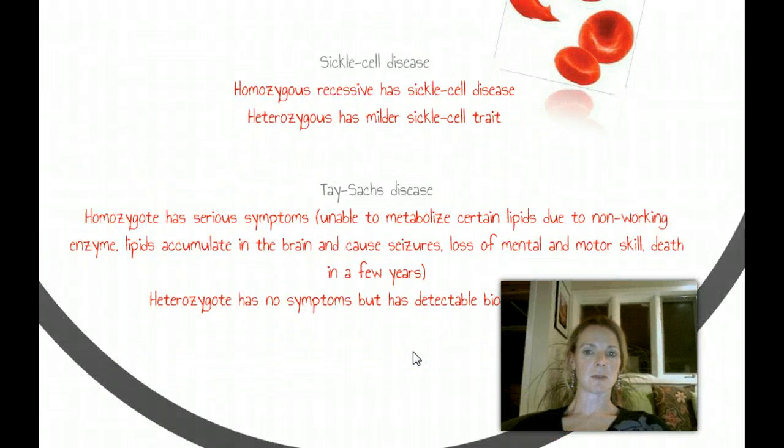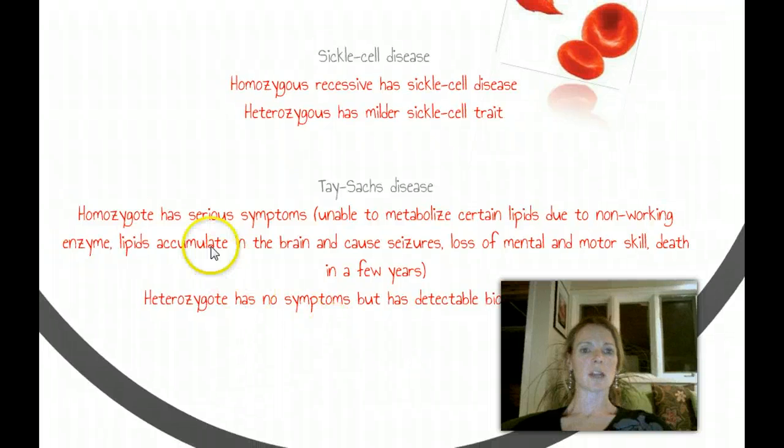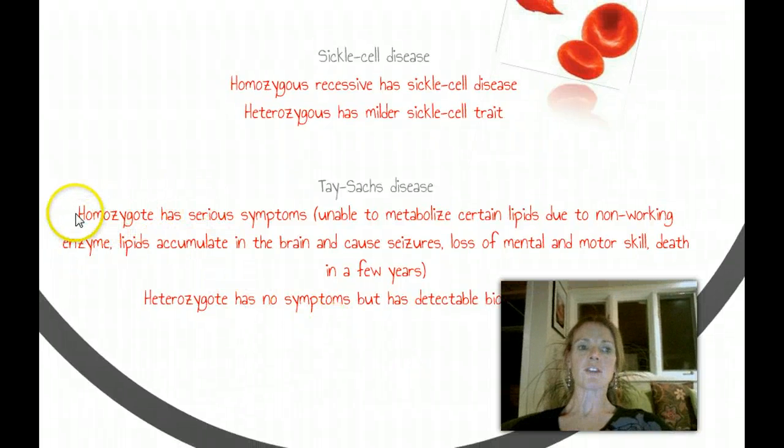Tay-Sachs disease. Okay, so Tay-Sachs disease: if you're a homozygote, meaning you have two of those same recessive traits, very serious symptoms. Okay, you're unable to metabolize certain lipids due to non-working enzymes, and then lipids accumulate in the brain and cause seizures, loss of mental and motor skills, and ultimately will cause death in a few years.